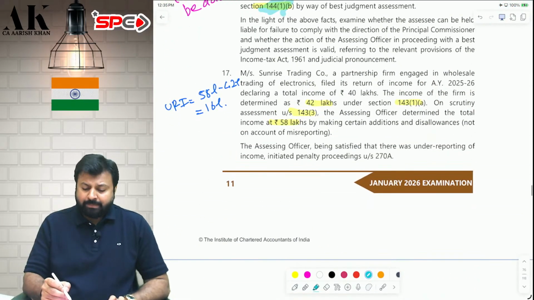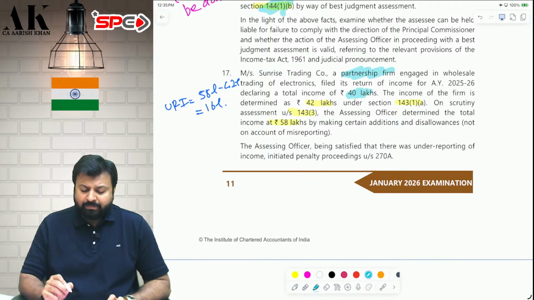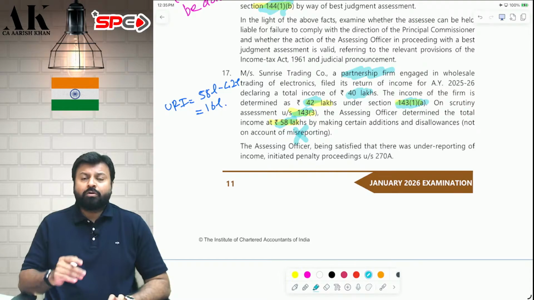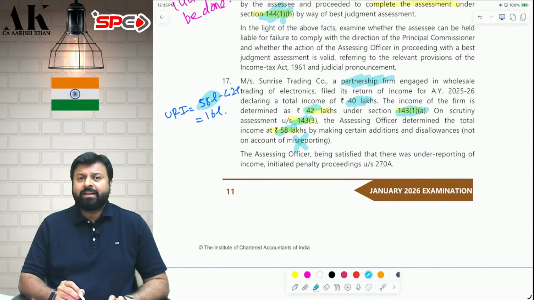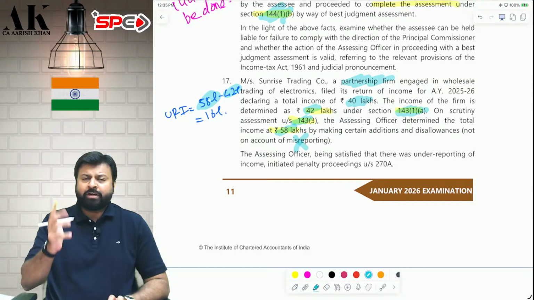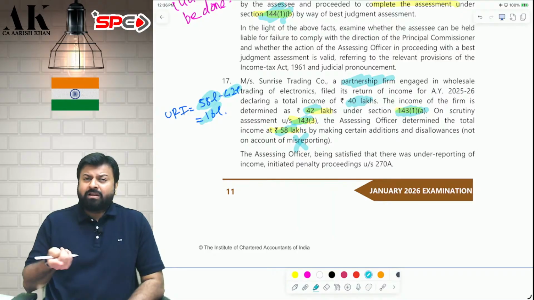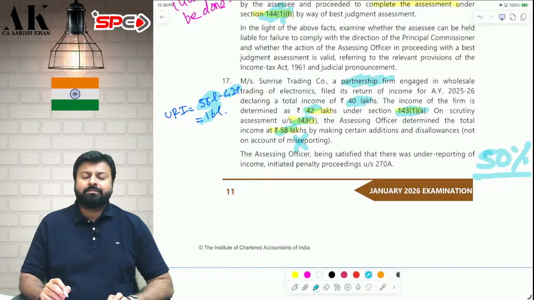Next question. There is a partnership firm. Very simple question of penalty. The total income of the partnership firm is 40 lakh as per return. Then income processed at 42 lakh. Income assessed at 58 lakhs. It is not on account of misreporting. Therefore, you have to compute penalty at the rate of 50%. How will you compute the penalty? Very simple. Income assessed at 58 lakhs minus income processed at 42 lakhs, 16 lakhs, is the under-reported income. Now you will compute tax on 58 lakhs first, then tax on 42 lakhs, take the difference, and then apply 50% penalty.